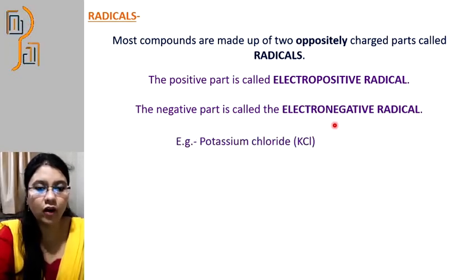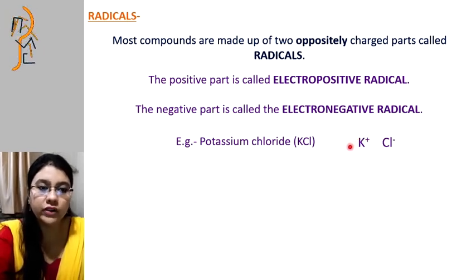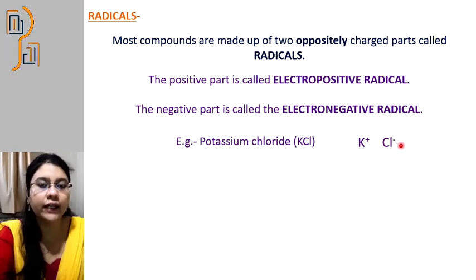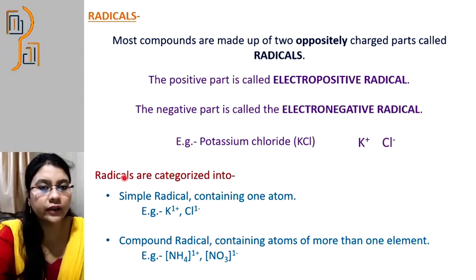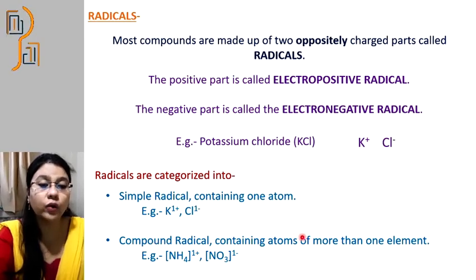Let us take an example of potassium chloride. In potassium chloride, K+ is the positive part and Cl- is the negative part. So, this positive part is the electropositive radical and this negative part is the electronegative radical. Generally, radicals are categorized into simple radicals, which contain only one atom like K+ and Cl- which we have already discussed, and compound radicals, which contain atoms of more than one element like NH4+ or NO3-.